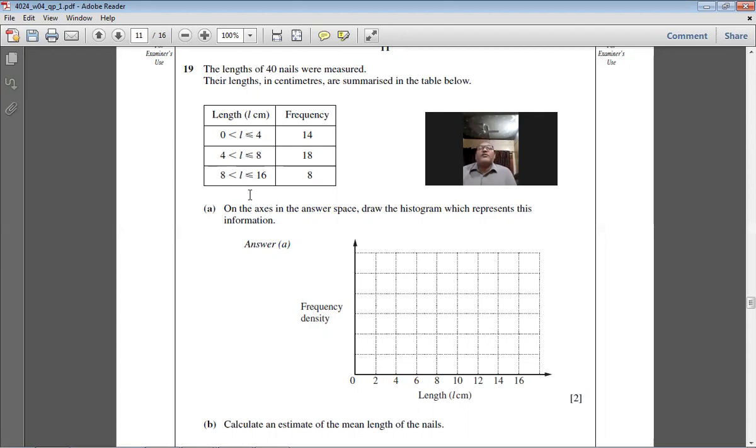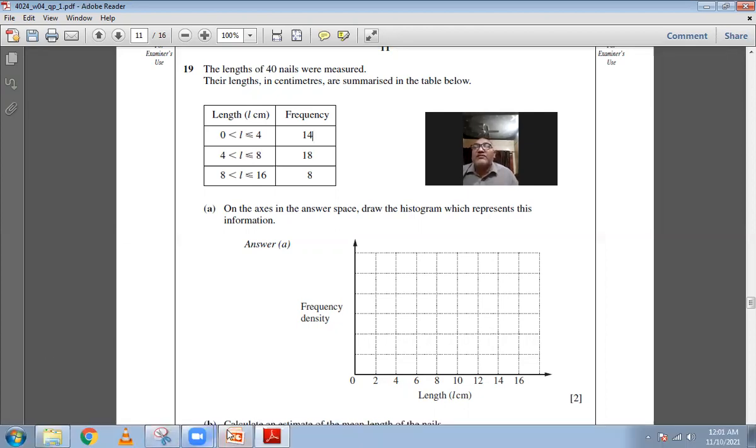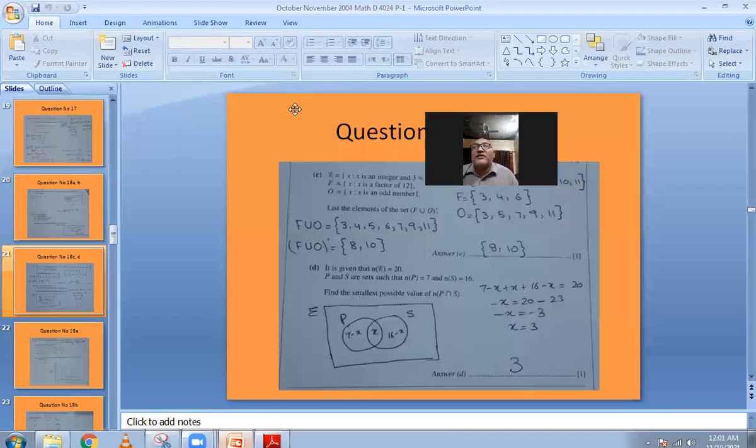A very simple formula. The frequency density of a class is equal to the frequency of the class divided by the class width. So for example, here the frequency density will be 14 divided by 4. Here it will be 18 divided by 4, and here it will be 8 divided by 8. So I will find the frequency density for each class, and then I will draw the histogram. So let me show you my work. I've done this on a paper.